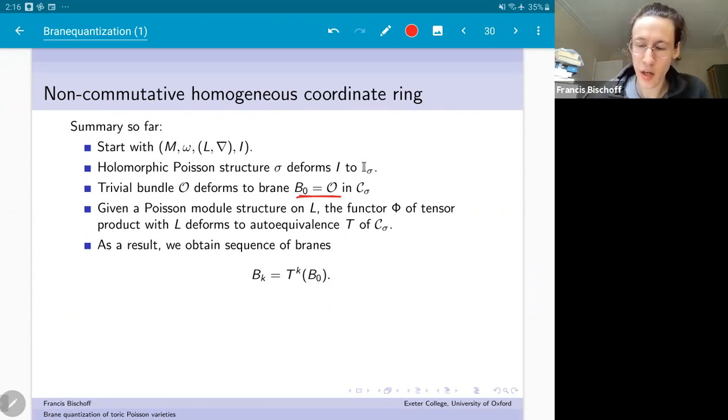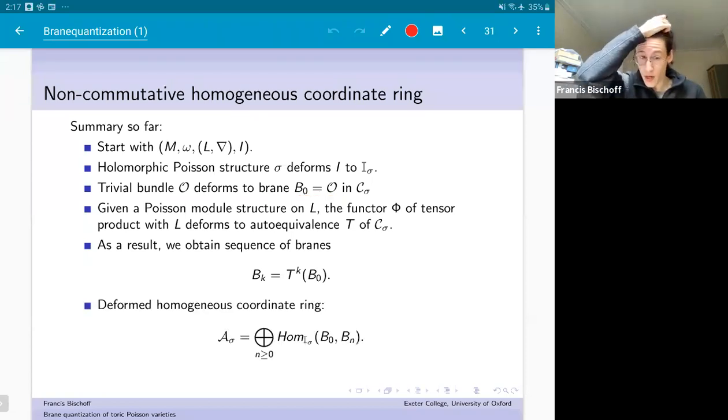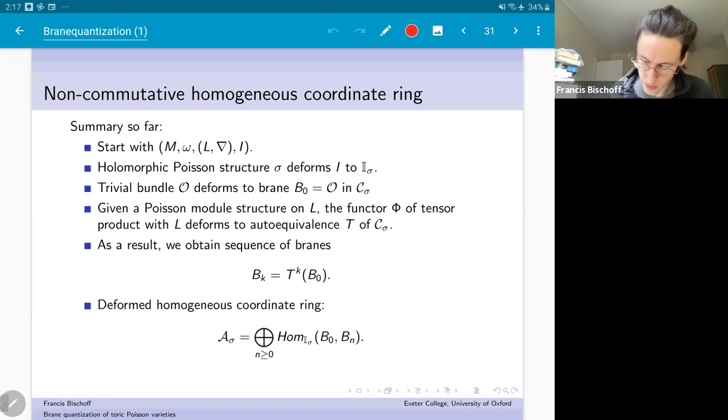Okay, so this gives us all the ingredients that we were using before to define the homogeneous coordinate ring. So we can now define a deformed homogeneous coordinate ring in this way. We're taking the homomorphisms from this brane B0 to a brane Bn. And the composition is now given by the composition of morphisms, where again, we're using the autoequivalence T to match the domain of a morphism.